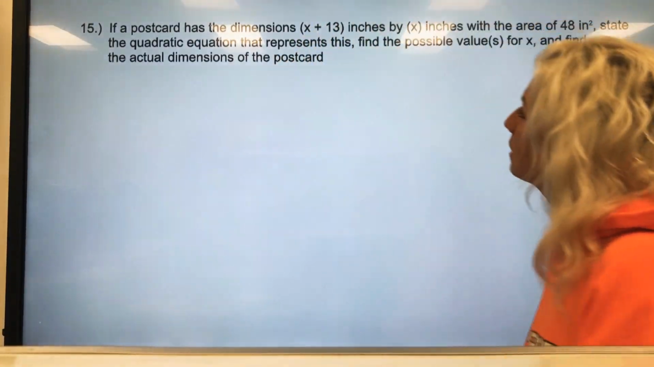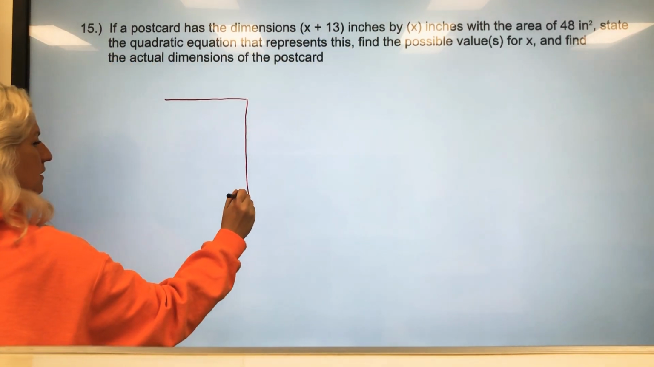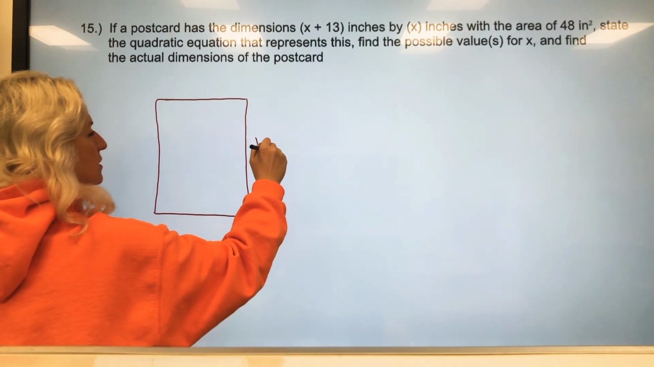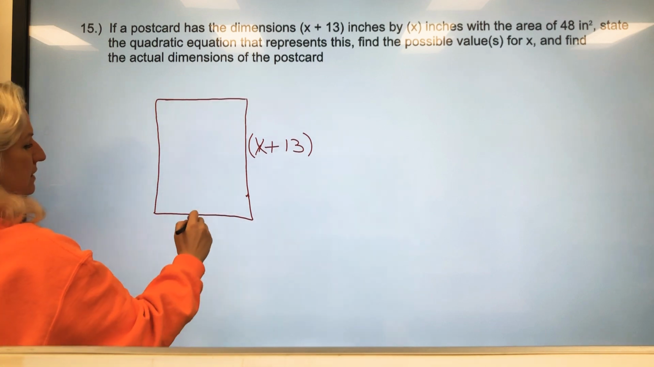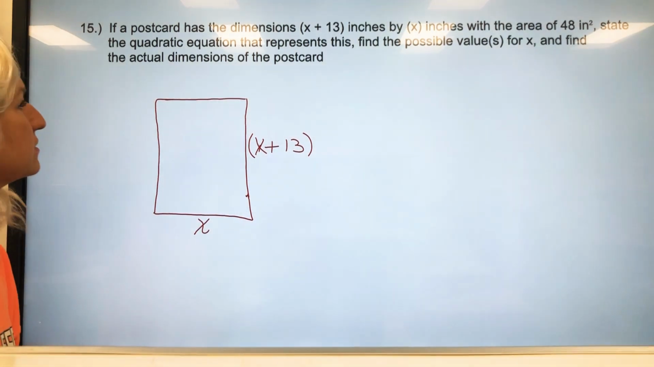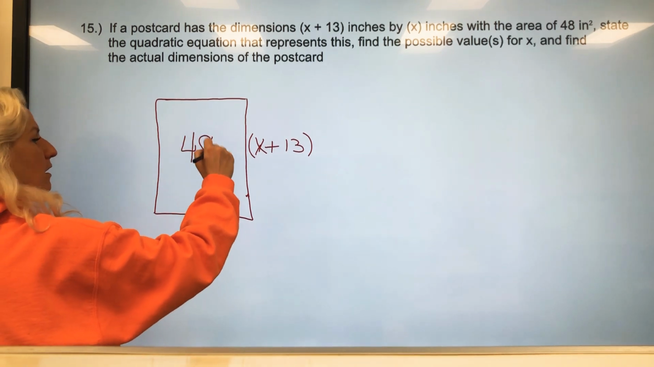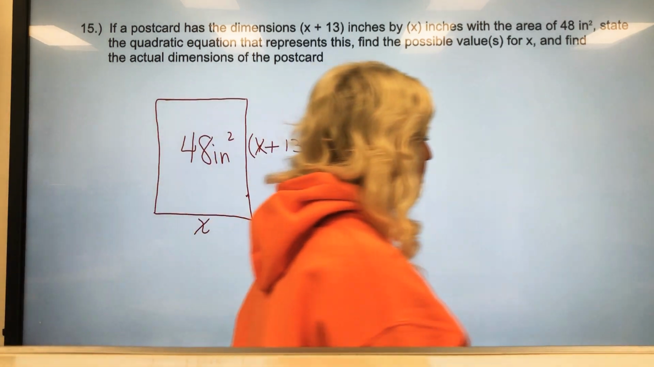So if a postcard has the dimensions, so here, let's draw a little postcard. Here's a postcard, okay? The dimensions x plus 13, right? So this side is x plus 13 by x inches. This side is x inches, right? And an area of 48 inches squared. Okay, state the quadratic equation that represents this and find the possible values of x, and then find the actual dimensions of the card. So what do we know about area?